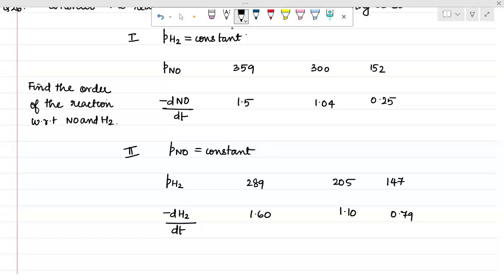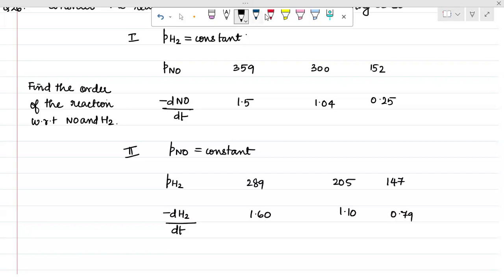Please pause the video and try. Okay, so over here, it's very easy. You can just find the changes of the concentration and changes of the rate to find the order of the reaction.